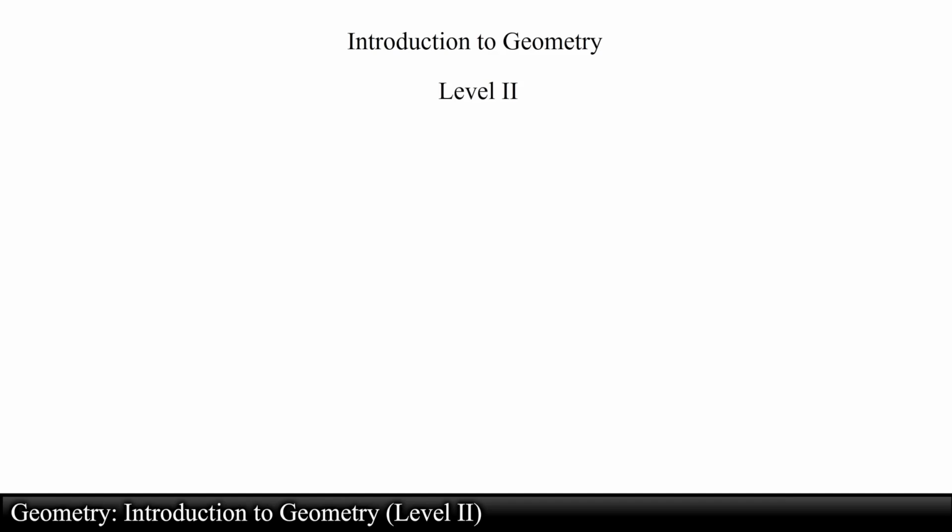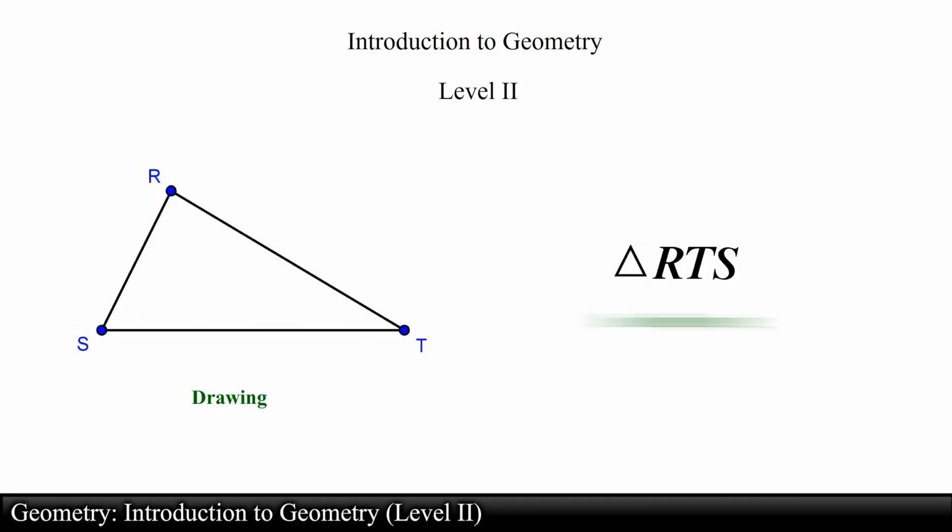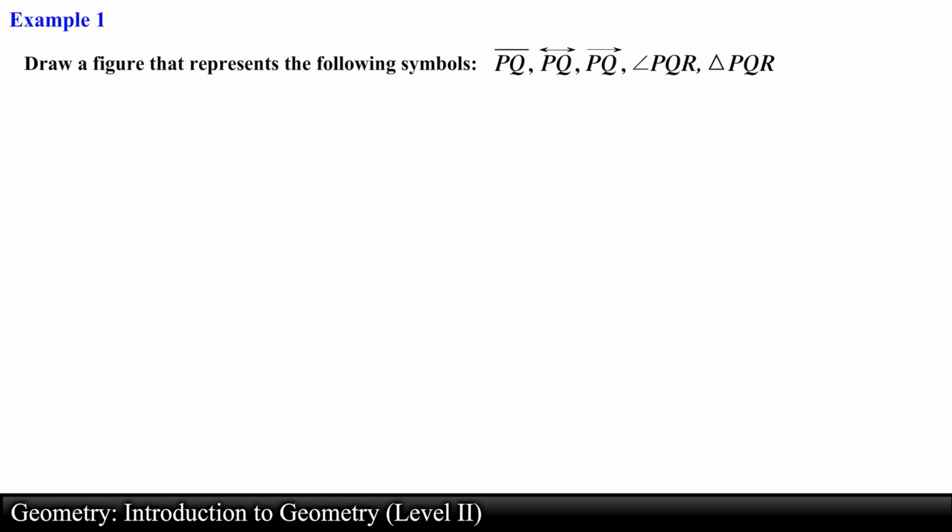Alright, in this video, we are going to practice drawing, denoting, and naming figures with a couple of examples. To be successful in geometry, you need to be able to read and describe the basic building blocks of geometry, both pictorially and symbolically. Let's go over the first example. Draw a figure that represents the following symbols: line segment PQ, line PQ, ray PQ, angle PQR, and triangle PQR.